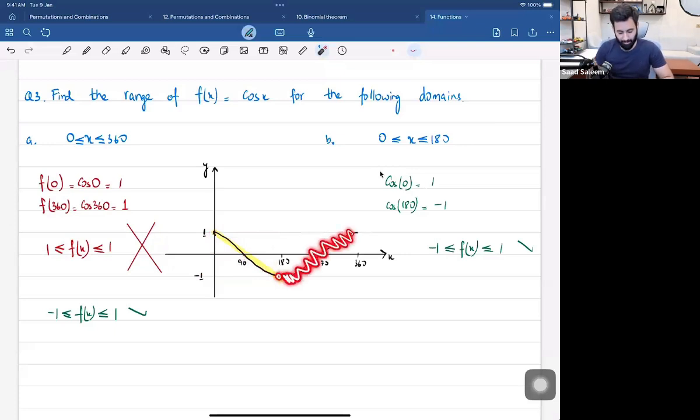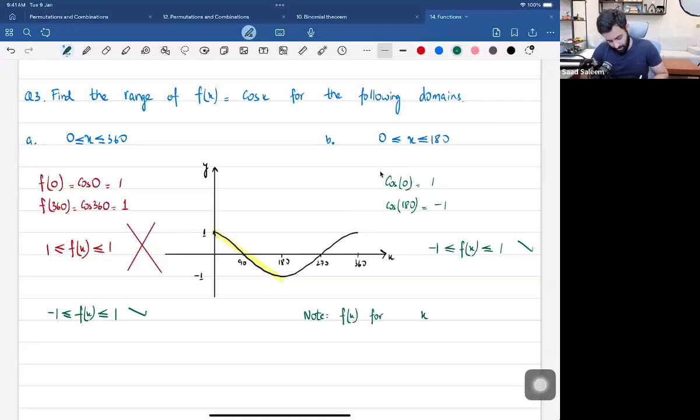And this is a concept that we're going to learn later on when we're doing inverse, that how should we alter the range, the domain, sorry, so that it becomes a one-to-one function. So the reason why it works is because it's a one-to-one function. So I'm going to write that down. I'm going to make an important note, and that is f of x for x greater than or equal to 0, lesser than 180 is a one-to-one function.